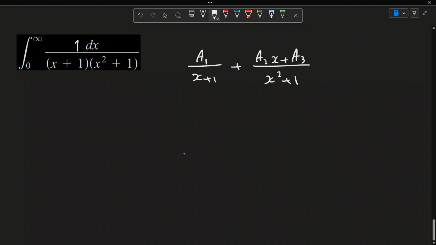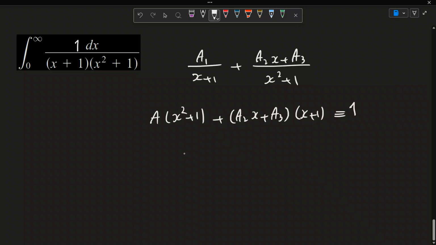So I know that a1 times x squared plus 1 plus a2x plus a3 times x plus 1 is the polynomial 1. First, we substitute the root for this first order polynomial, or the degree 1 factor, x plus 1. So if I substitute x by minus 1, this parenthesis becomes 0. This one is 2, so 2a1 is 1. Then a1 is 1/2.